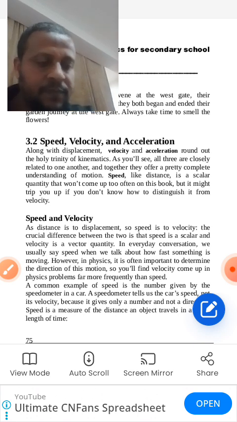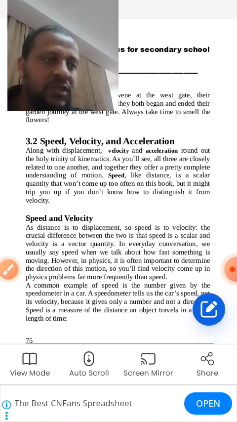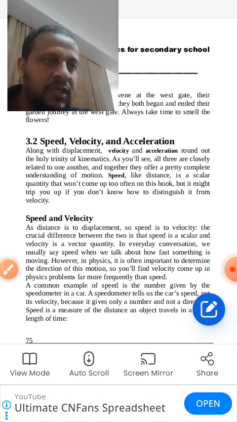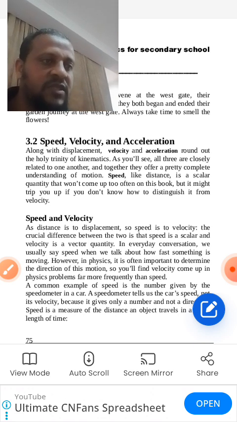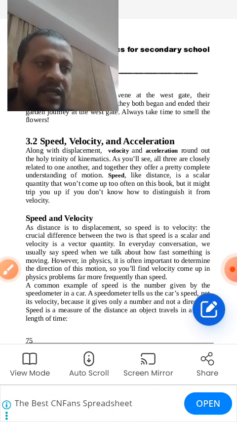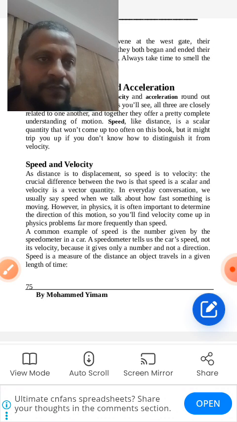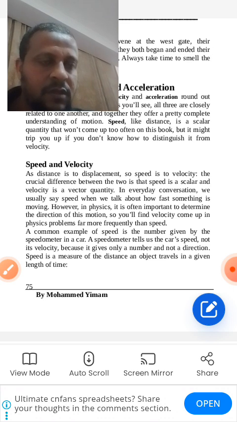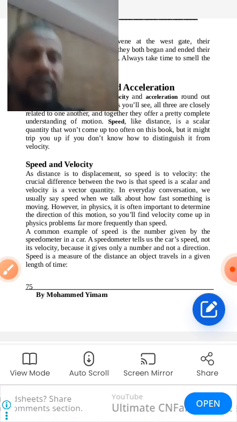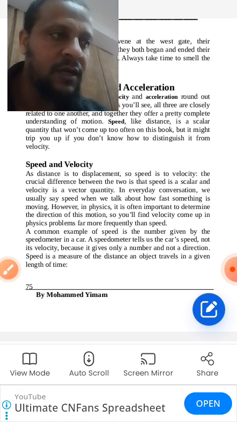Speed and velocity. As distance is to displacement, so speed is to velocity. The crucial difference between the two is that speed is a scalar and velocity is a vector quantity. Let's see their formulas.